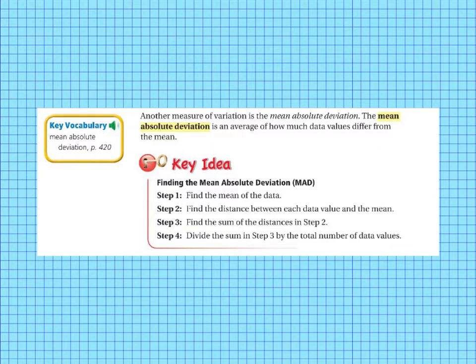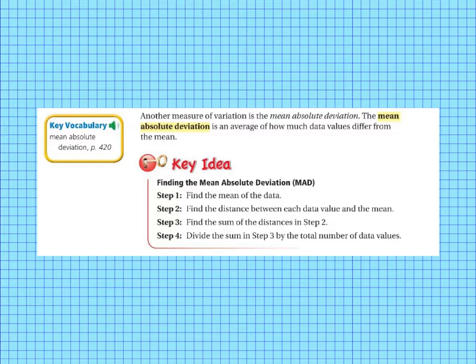Let's start with today's key idea. It starts with a little vocabulary review. Another measure of variation is the mean absolute deviation. The mean absolute deviation is an average of how much data values differ from the mean.